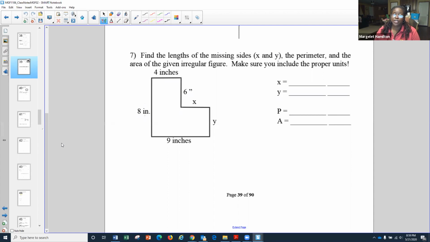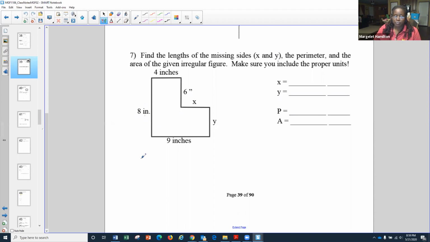So what they want us to do is first find the length of the missing sides, X and Y, they labeled them, then the perimeter, then the area of the given irregular figure. Make sure we include the proper units.